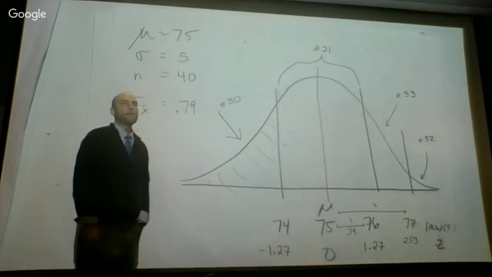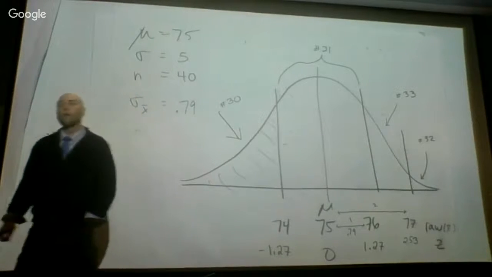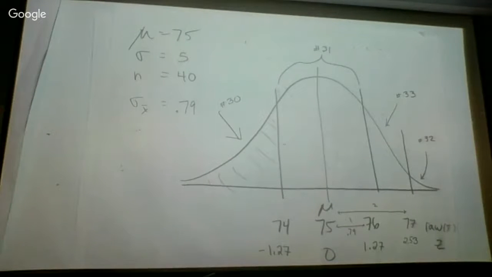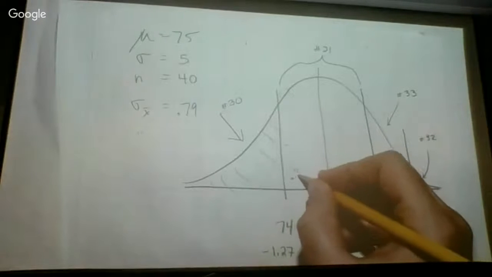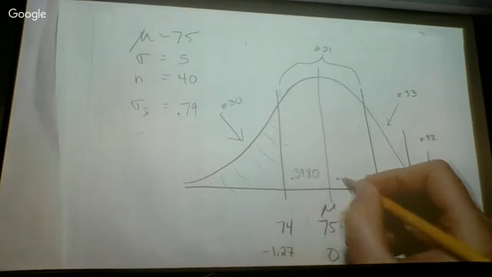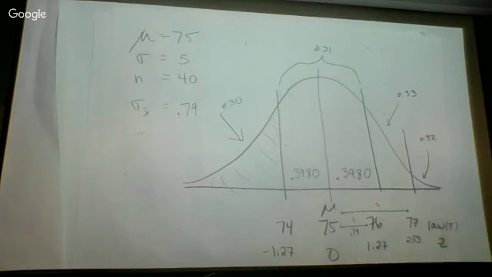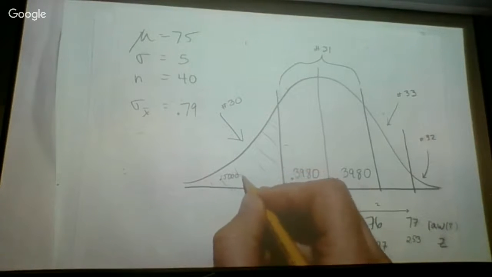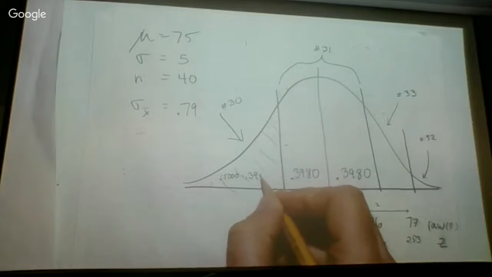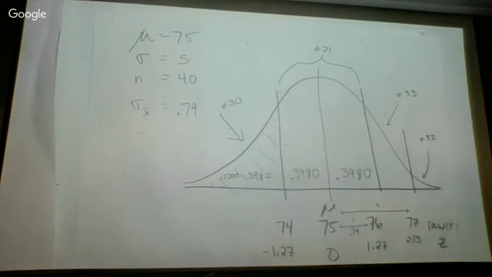We don't have that much further to go. I go to my table to find out what these other areas are. So here, I need a z-score of 1.27, 0.3980. All right. So what's the answer to 30? Probably 0.5000 minus 0.3980. What's the answer to 31?